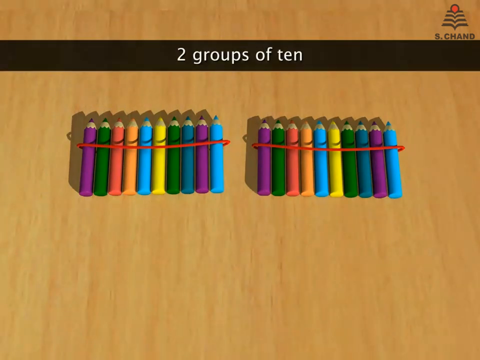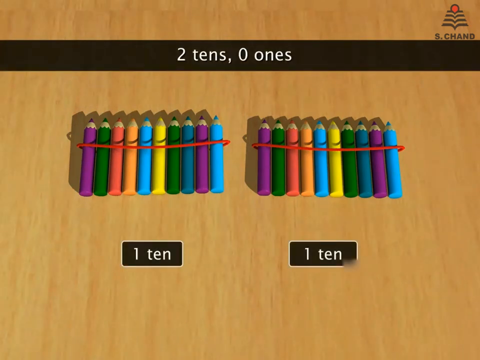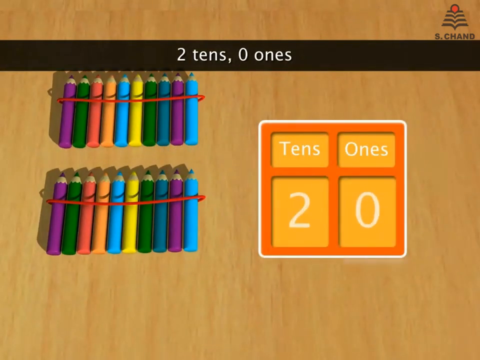We could make 2 groups of 10 and no pencils are left. We say there are 2 tens and 0 ones. What number represents 2 tens and 0 ones? 2 tens and 0 ones make 20. So, Sam has in all 20 pencils.